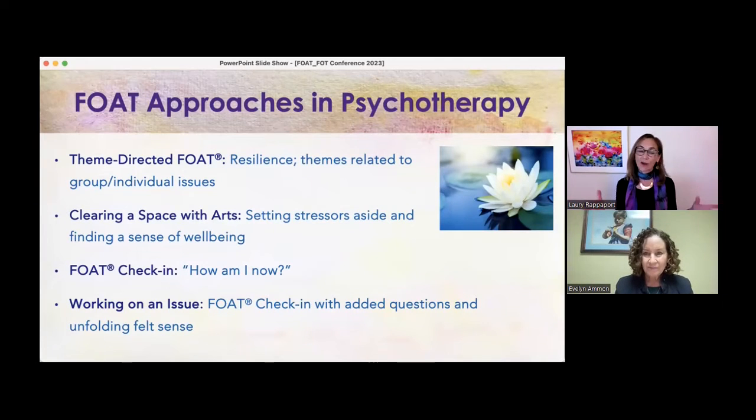And then working on an issue is really like the FOAT Check-in with some added questions matched to the unfolding felt sense.